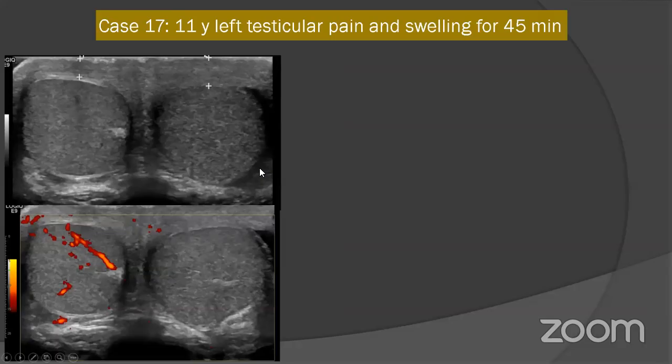So this patient is a young male, 11 years old, who has presented with left testicular pain and swelling for 45 minutes. So I have the transverse image of the right and left testicle, right and left scrotum side by side, grayscale with the color Doppler. So the moment you see this, your diagnosis should be obvious in a patient with acute onset pain and swelling. Excellent. Oh, wonderful. Testicular torsion. Great.